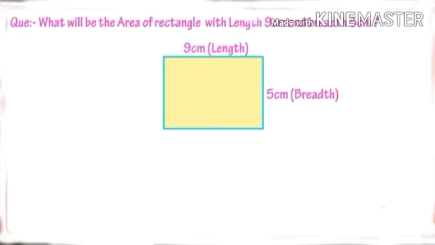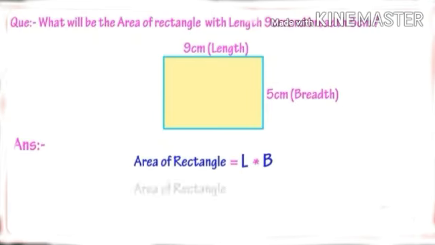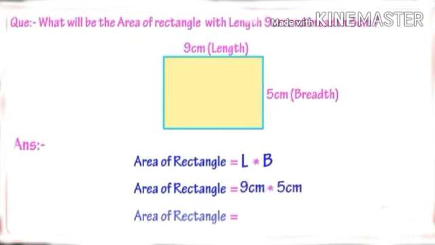What will be the area of a rectangle with length 9 centimeters and breadth 5 centimeters? Area of rectangle is equal to length into breadth, which is equal to 9 centimeters into 5 centimeters, which is equal to 45 square centimeters.